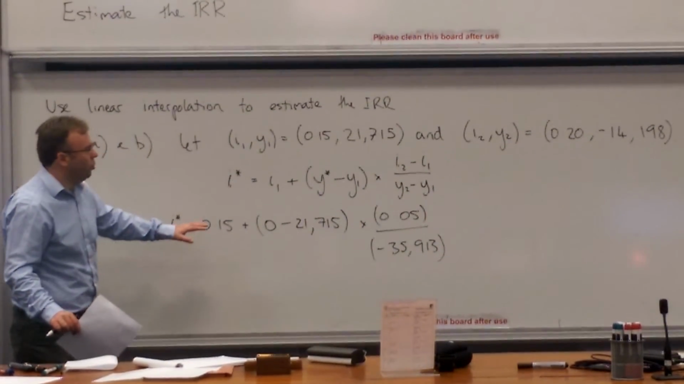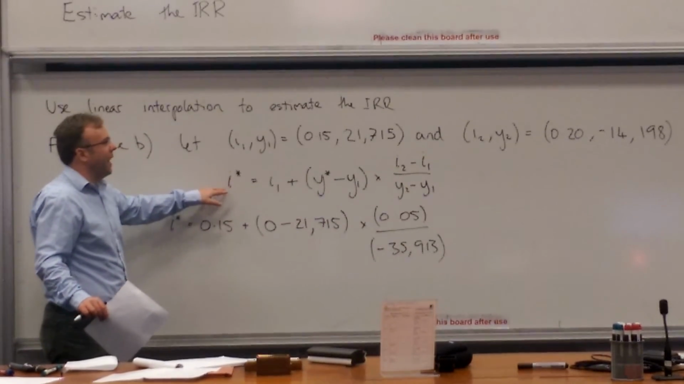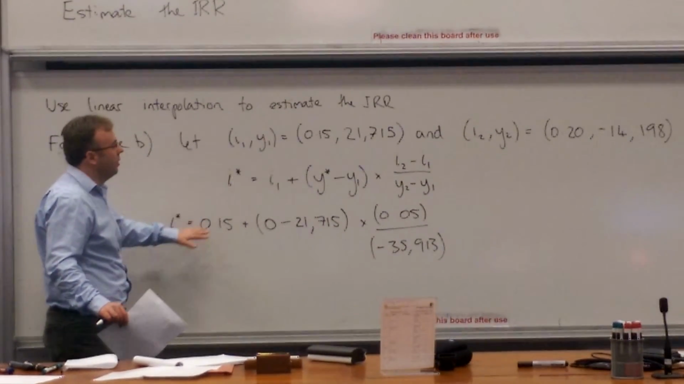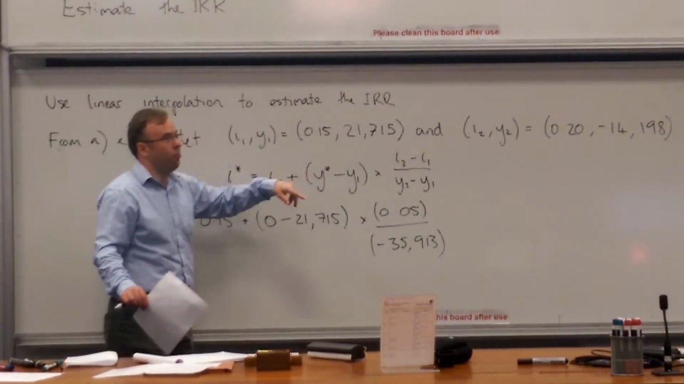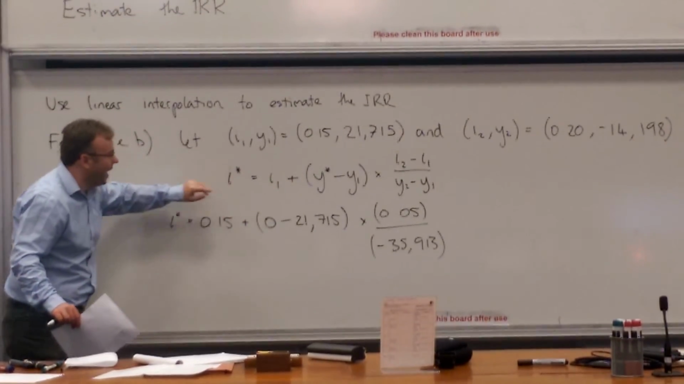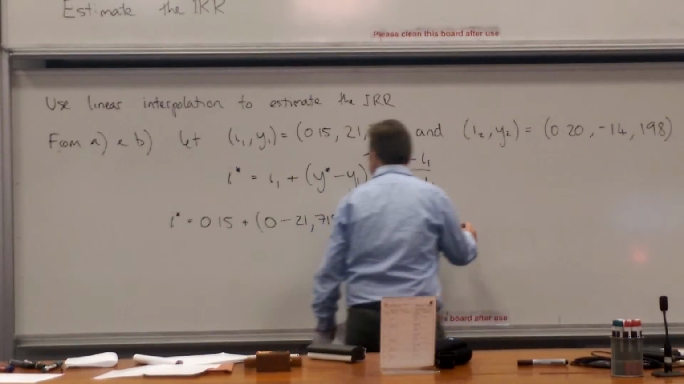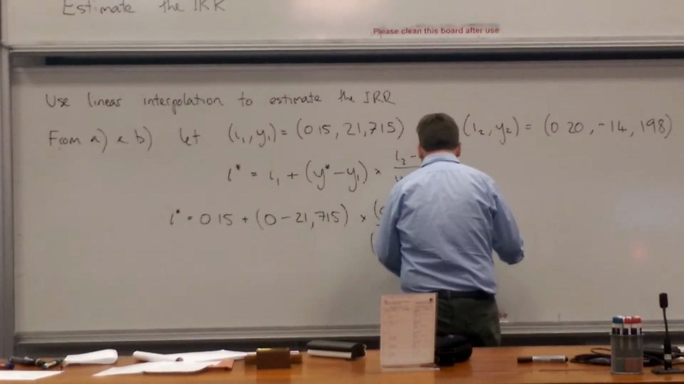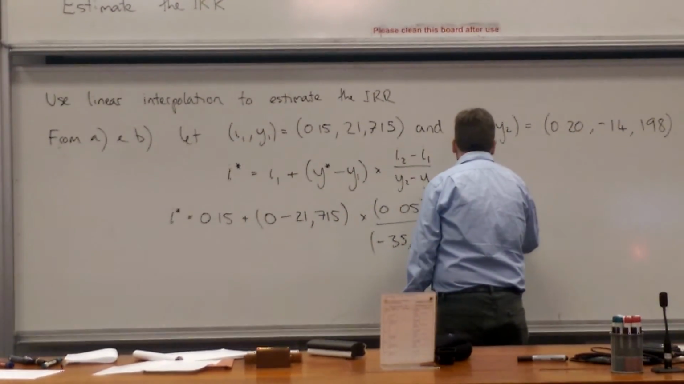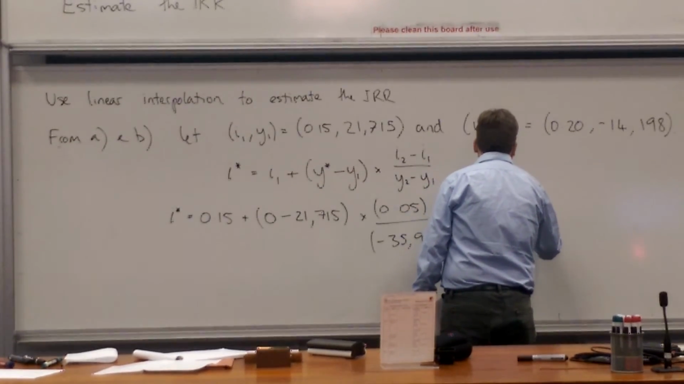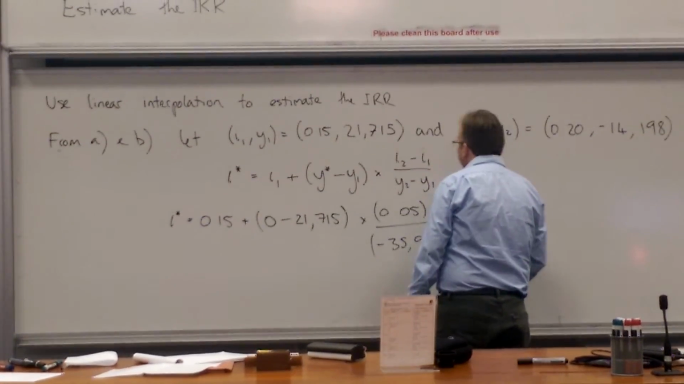The important thing to note is that if we want i star to be an estimate of the internal rate of return, then y star, the net present value using this interest rate, has to be set to 0. So in this case, we have i star is 17.9%, and that's an estimate.